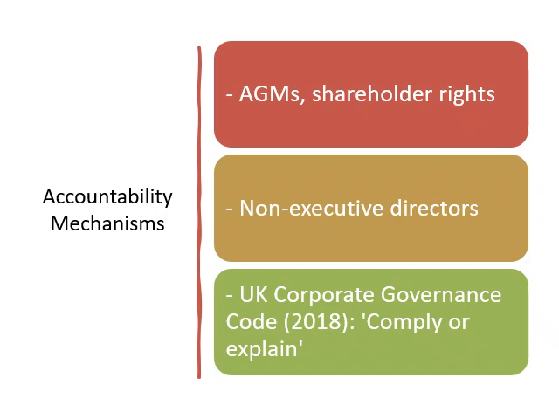The UK Corporate Governance Code operates on a comply or explain basis. This flexible approach does not mandate rigid compliance, but requires companies to either adhere to the code's principles or provide a clear and reasoned explanation for any deviation.